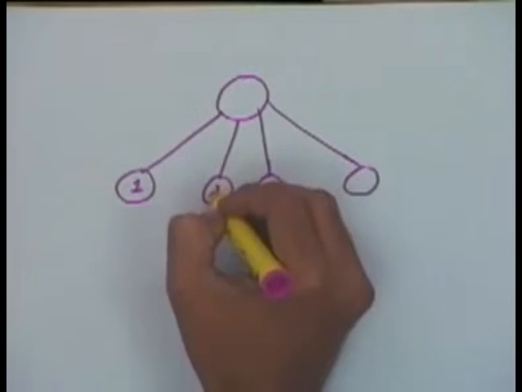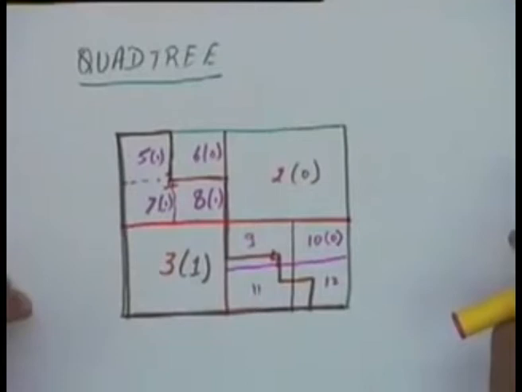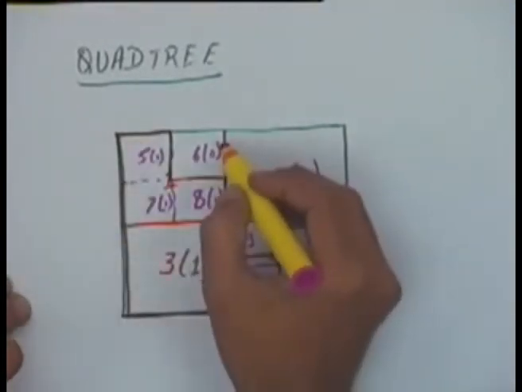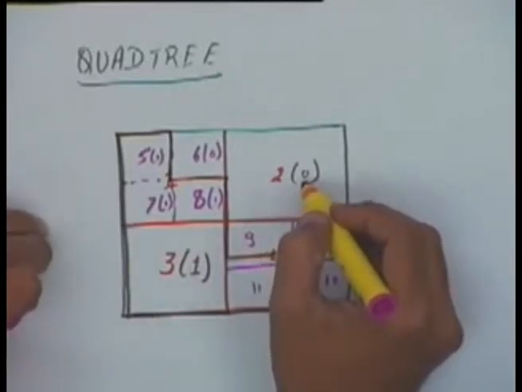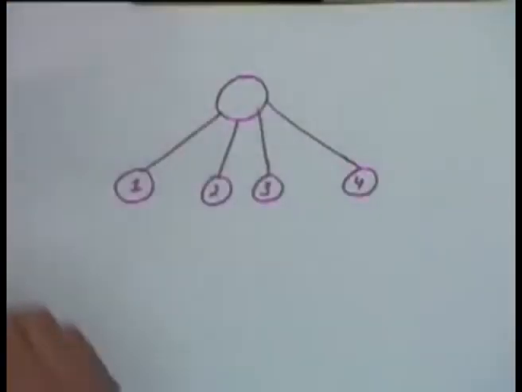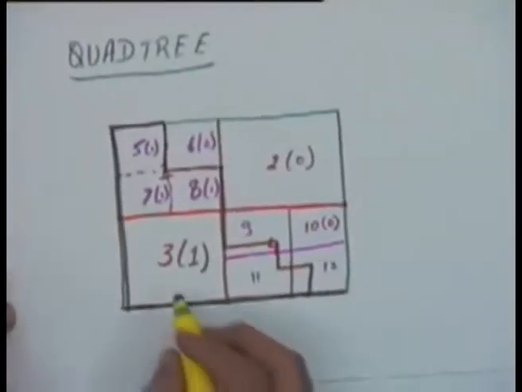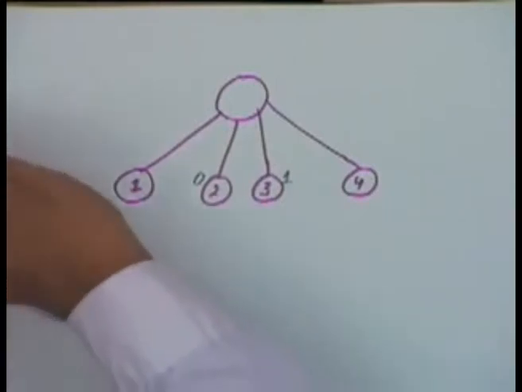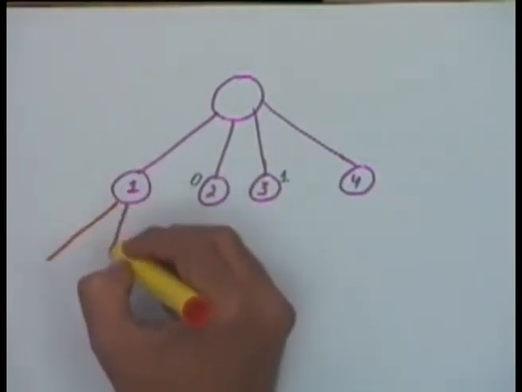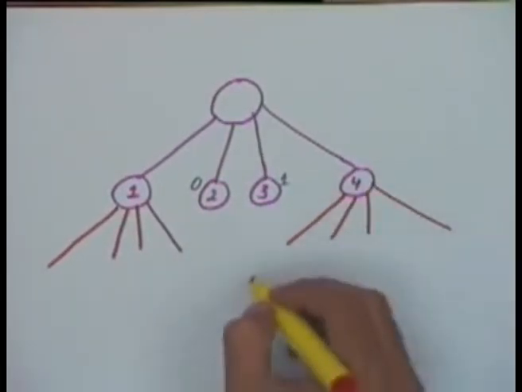These are regions 1, 2, 3 and 4. For region 1, we haven't been able to decide, but region 2 has been given a 0 because it's totally outside the region that we are trying to model. Similarly, region 3 I have given a 1. Then region 1 I am again dividing into 4 parts, and region 4 also has been divided again into 4 parts.